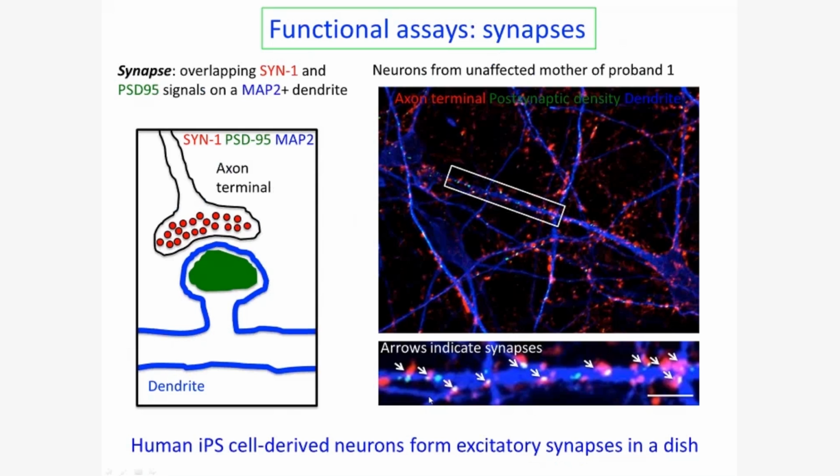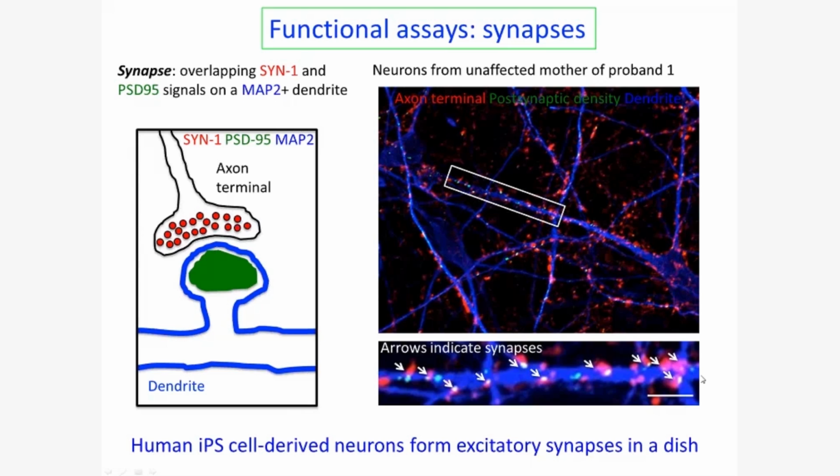From the perspective of functional assays, we and many others are very interested in synaptic connectivity. And so as a first step in determining whether our human iPS cell-derived neurons are forming synapses in a dish, we performed a number of immunocytochemistry experiments. Here's an example of one such experiment, where in this cartoon on the left, I'm showing a schematic representation of the readout of the experiment. I have labeled these cells with antibodies against synapsin 1, which marks axon terminals, and PSD95, which labels the postsynaptic portion of excitatory synapses. Where we see an overlap between red and green signals along a MAP2 positive dendrite, this is evidence of the formation of an excitatory synapse.